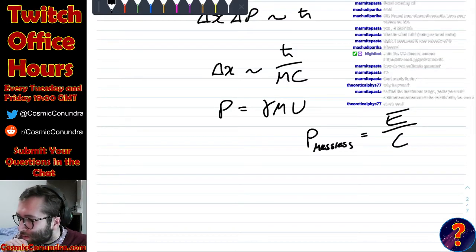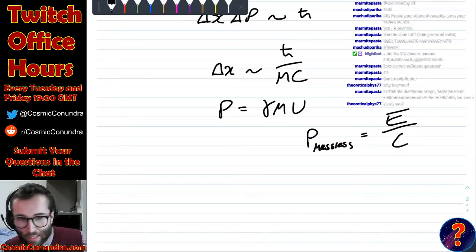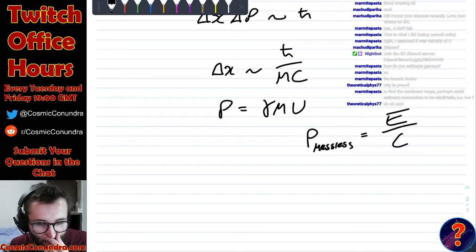So to find the maximum range, perhaps you could estimate the momentum to be relativistic, i.e. v equals c. Well, certainly, that would be, I suppose, the maximum range. But of course, it could never actually travel at the speed c, because it has mass.